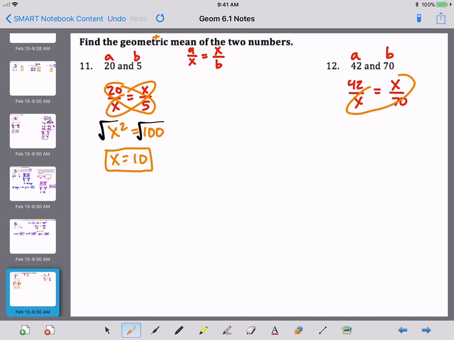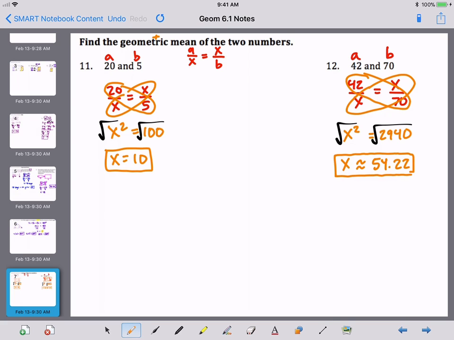So x times x is x squared. And 42 times 70 is a pretty big number. We actually end up with 2,940. Now this isn't going to be a nice number. If you plug the square root of 2,940 into a calculator, you're going to get approximately 54.22 is the geometric mean of 42 and 70.